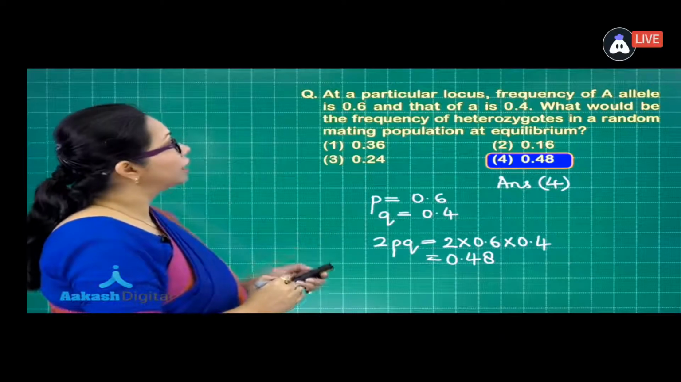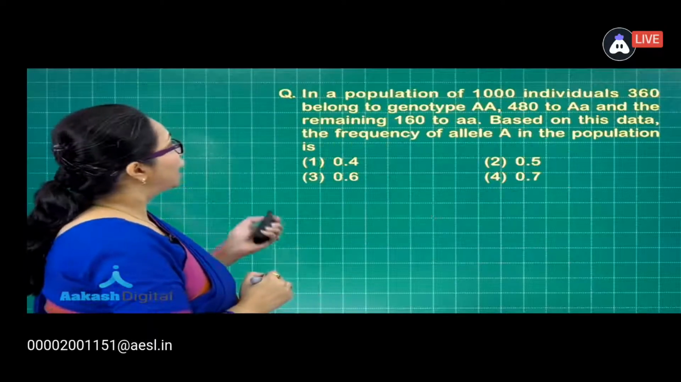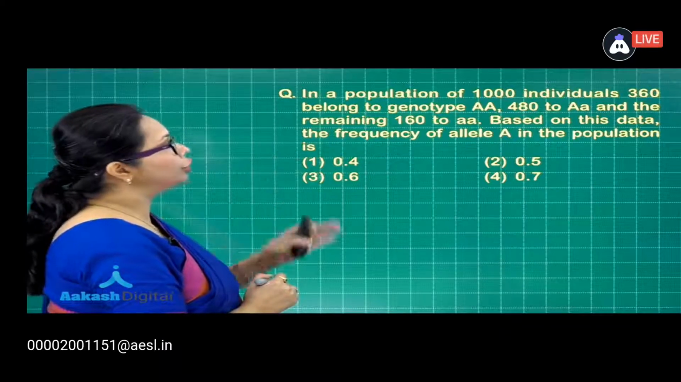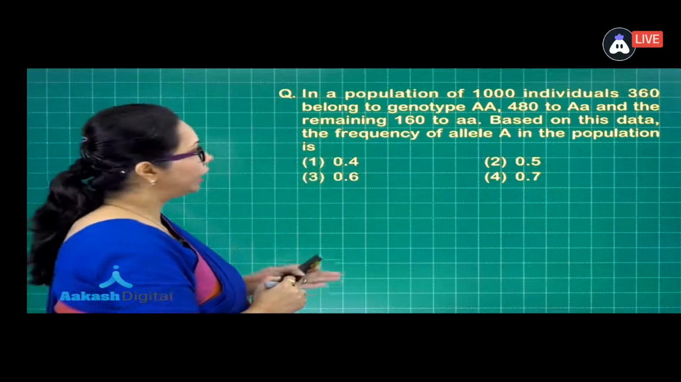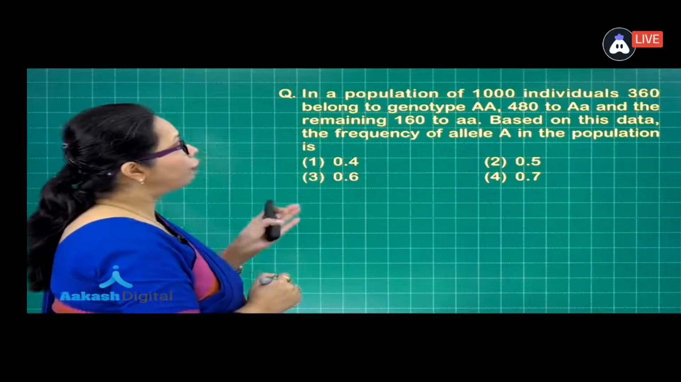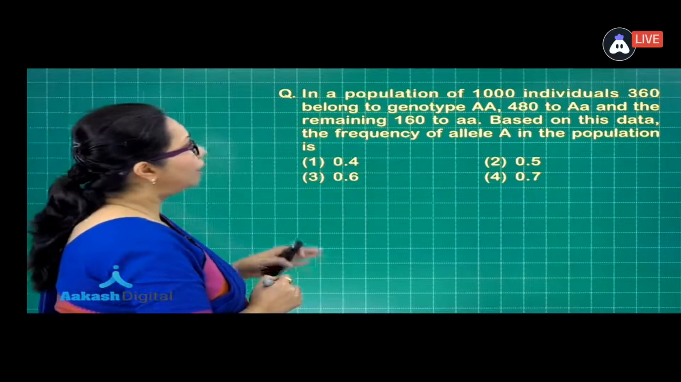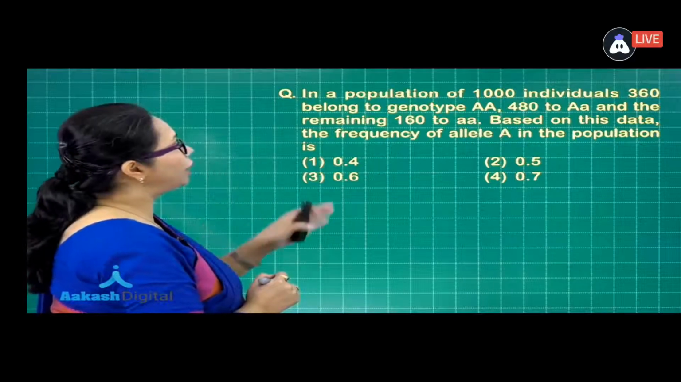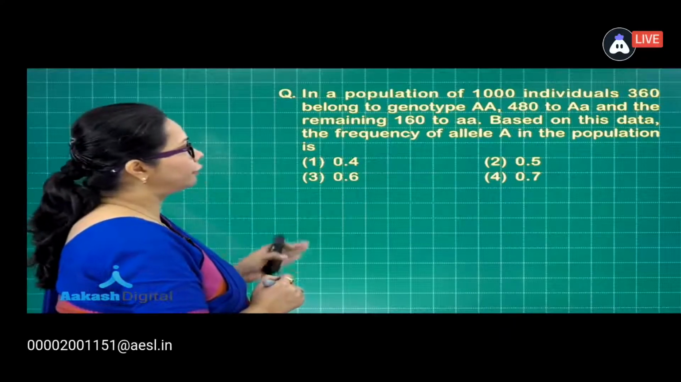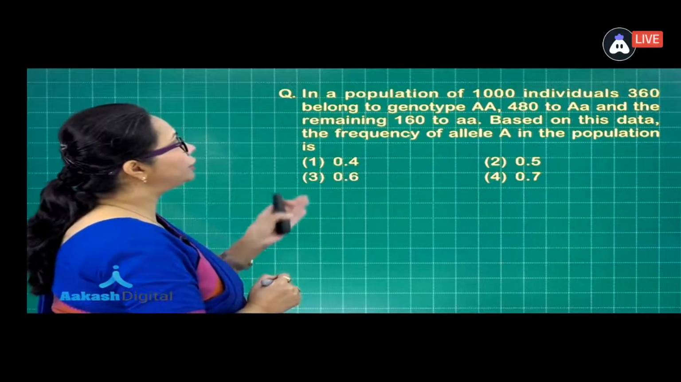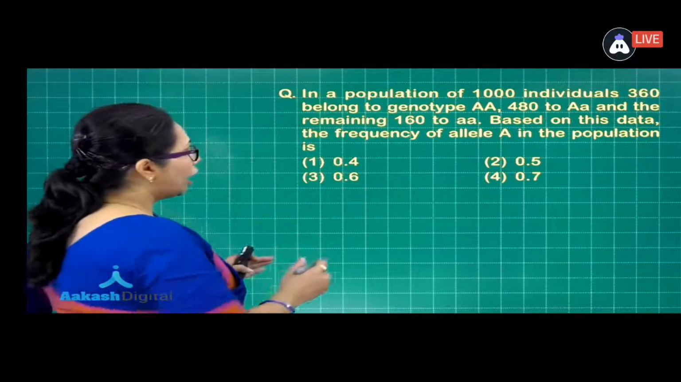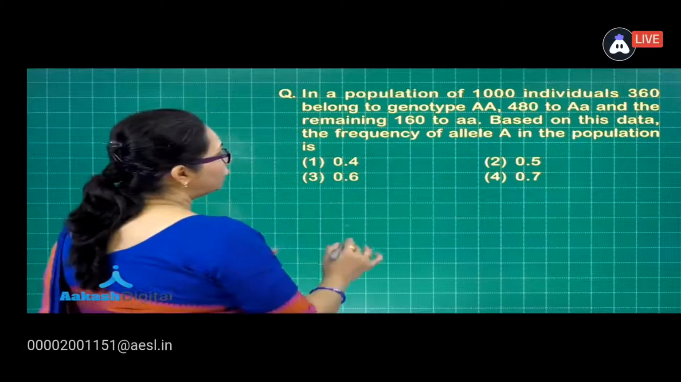Now let's take up another question. In a population of 1000 individuals, 360 belong to the genotype capital A capital A, that means homozygous dominant, 480 capital A small a, that is heterozygotes, and the remaining 160 homozygous recessive. Based on this data, what is the frequency of allele A, capital A, the dominant allele in the population? So for allele A, we have to find p.